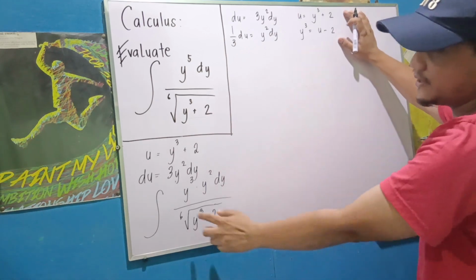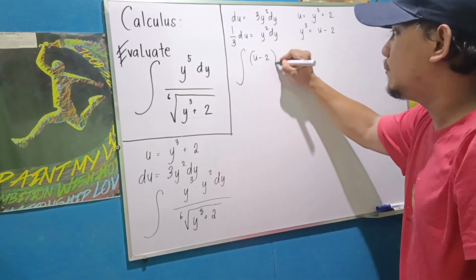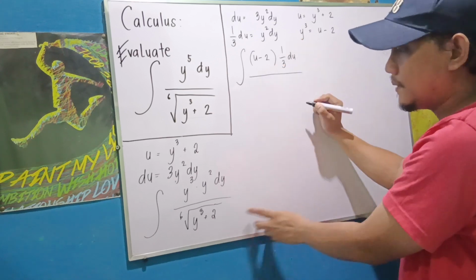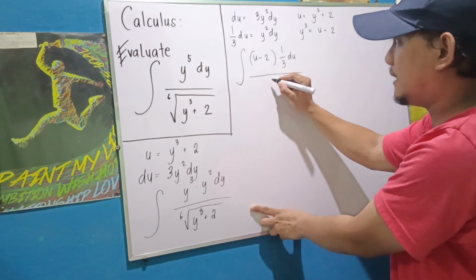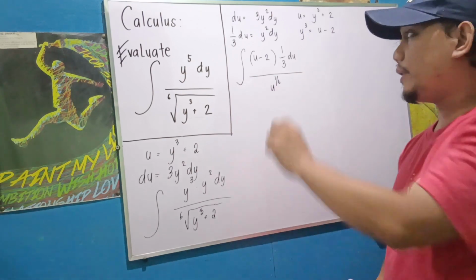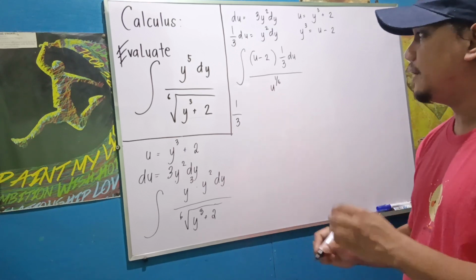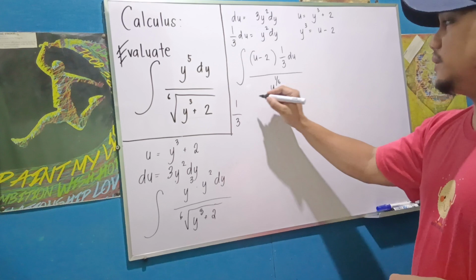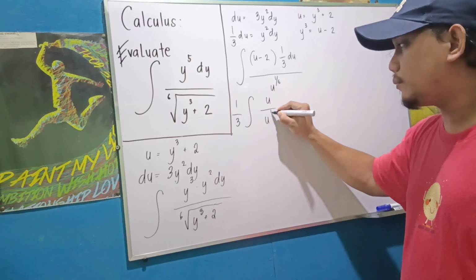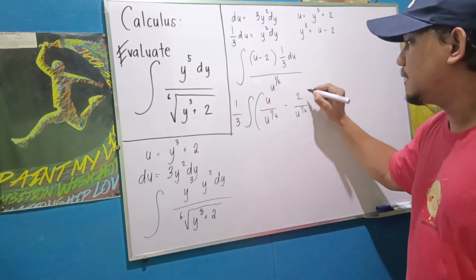So anong gagawin natin dyan? The integral of, ang y³ natin is u minus 2, multiplied by y² dy, that is 1/3 du all over the 6th root of u. So that is 6th root of u, or you can express that as u raised to 1 over 6. Pwede nating ilabas si 1/3, that is constant, applying the constant rule of integration. So that will be 1/3 multiplied by the integral of u over u raised to 1 over 6. Separate na po, minus 2 over u raised to 1 over 6 du.